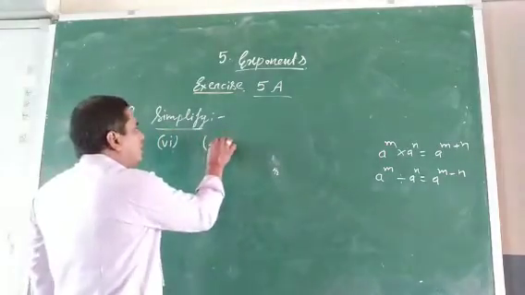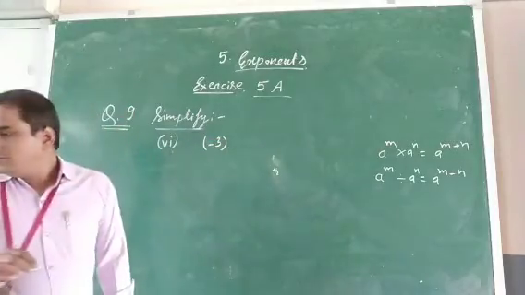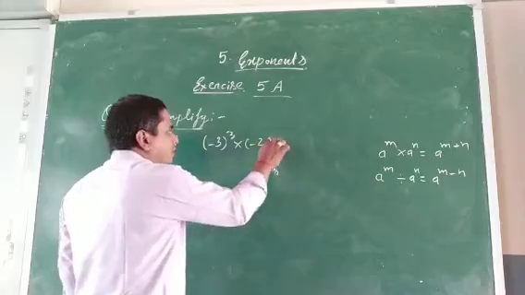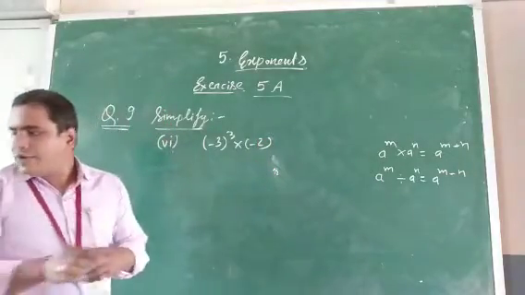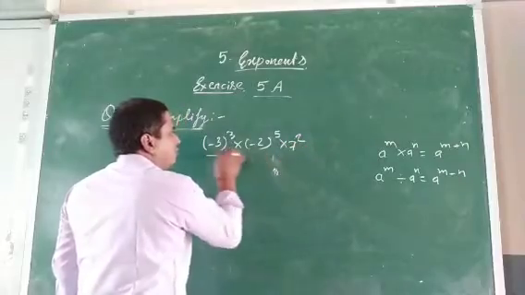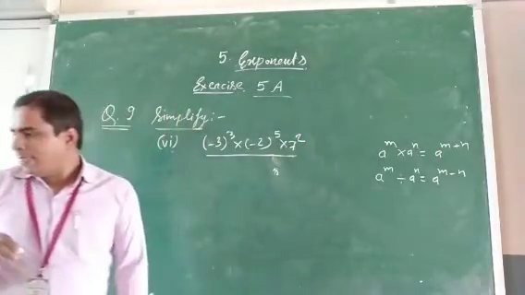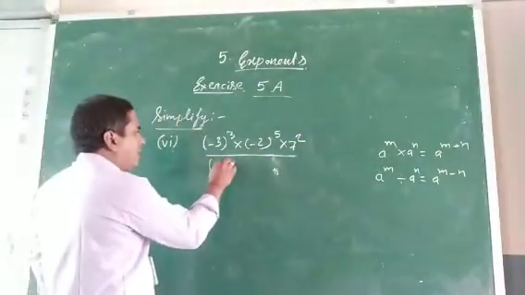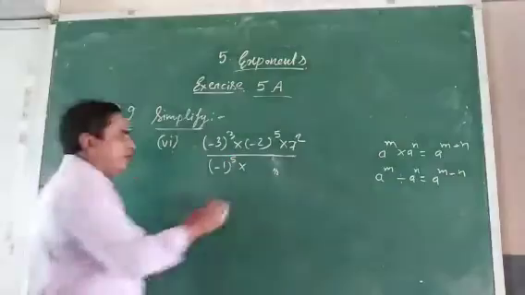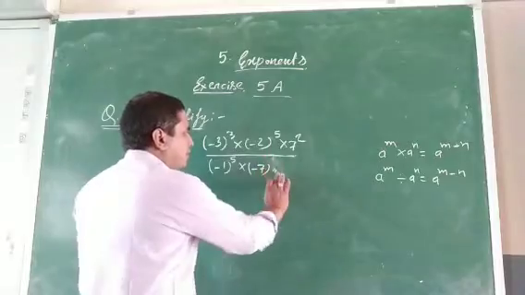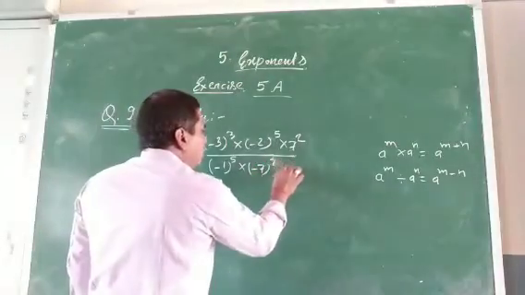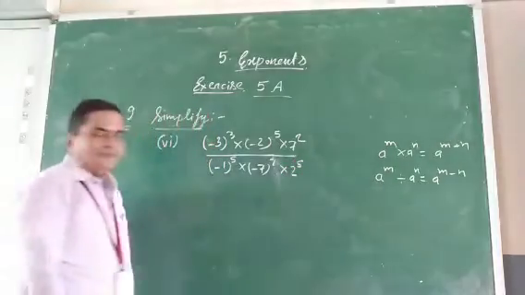9, 6th part: minus 3 to the power 3 into minus 2 to the power 5 into 7 to the power 2, upon minus 1 to the power 5 into minus 7 to the power 2 into 2 to the power 5.